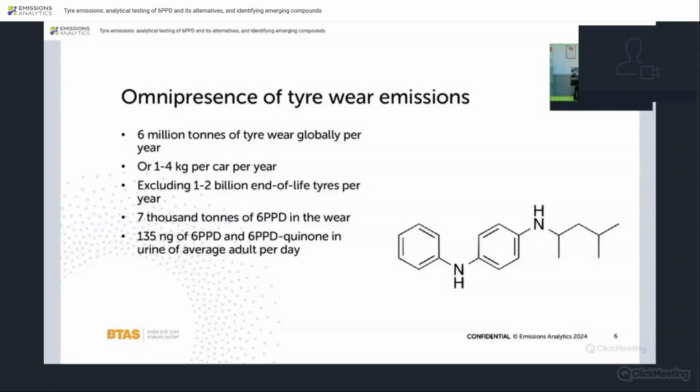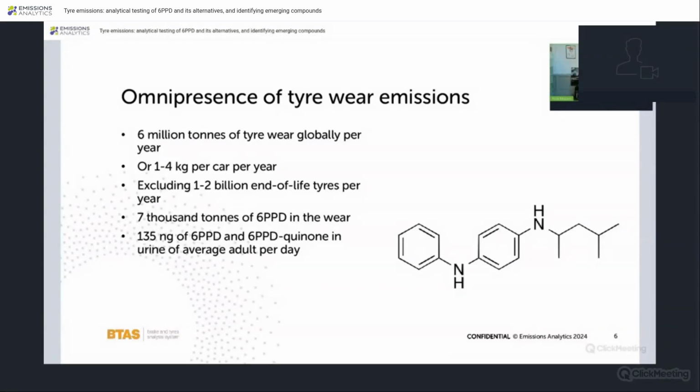Tyre emissions are, by pretty much any calculation now, achieving a level of omnipresence in the world as a result of about 6 million tons of tyre wear globally being deposited into the environment. And that is just the wear material. That is not the end-of-life tyres. It roughly equates to somewhere between 1 and 4 kilograms of wear material per car per year. An average car is probably at the lower end of that range, but up to bigger trucks, it can be as much as 4 kilos per year, driving in a normal fashion. That excludes the 1 to 2 billion end-of-life tyres per year, which are a problem unto themselves.